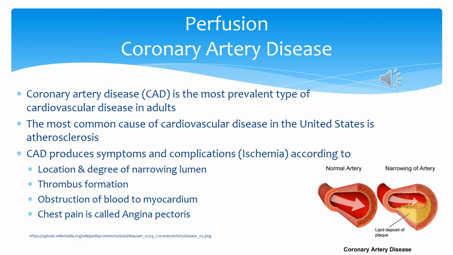When a myocardial infarction occurs, a portion of the heart muscle no longer receives blood flow and becomes necrotic. Coronary artery disease produces symptoms and complications according to the location and degree of narrowing of the arterial lumen, thrombus formation, and obstruction of blood flow to the myocardium. This impediment to blood flow is usually progressive, causing an inadequate blood supply that deprives the cardiac muscle cells of oxygen needed for their survival. The condition is known as ischemia.